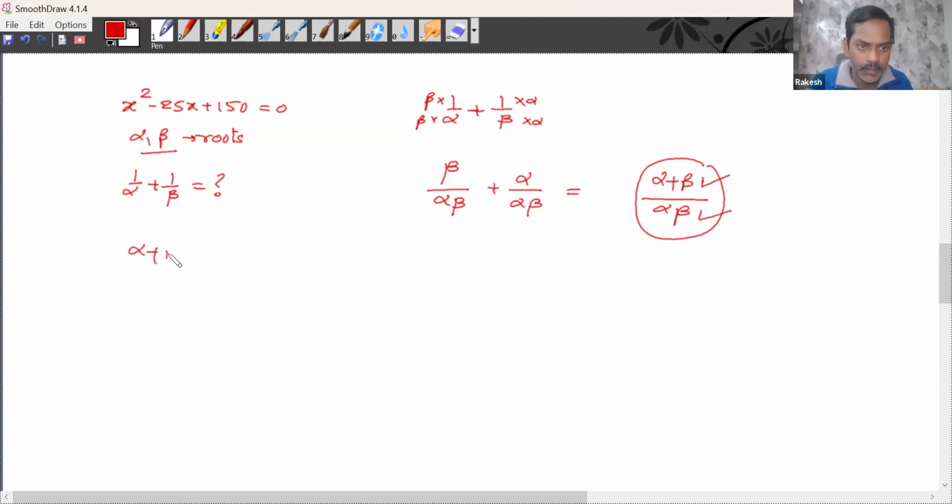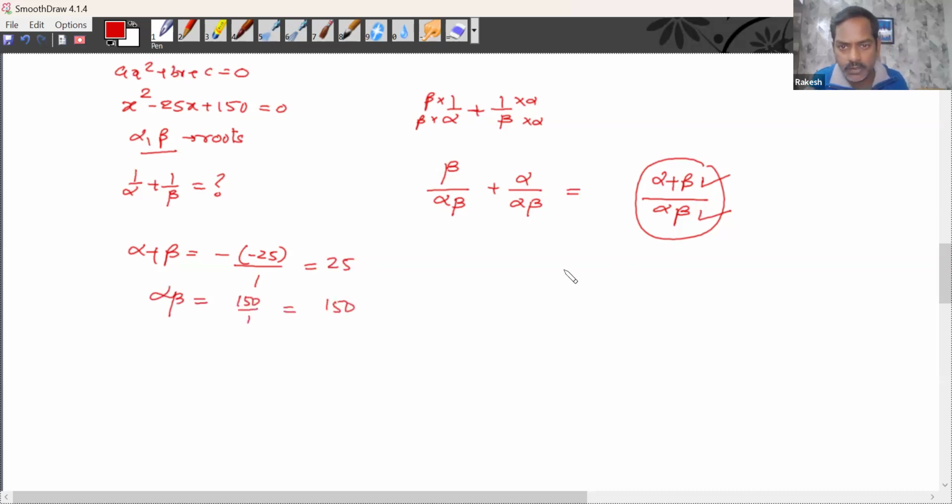Yes. Alpha plus beta would be what? Minus b divided by a. I hope you can compare it, right? Ax square plus bx plus c equal to 0. You can compare that the value of a is 1, the value of b is minus 25, and the value of c is 150. So the sum is equal to 25, and the product of the roots is c divided by a, which is 150 divided by 1, which is 150. Just put it here. So it will be 25 divided by 150, which comes out to be 1 by 6. This is the answer. That's it.